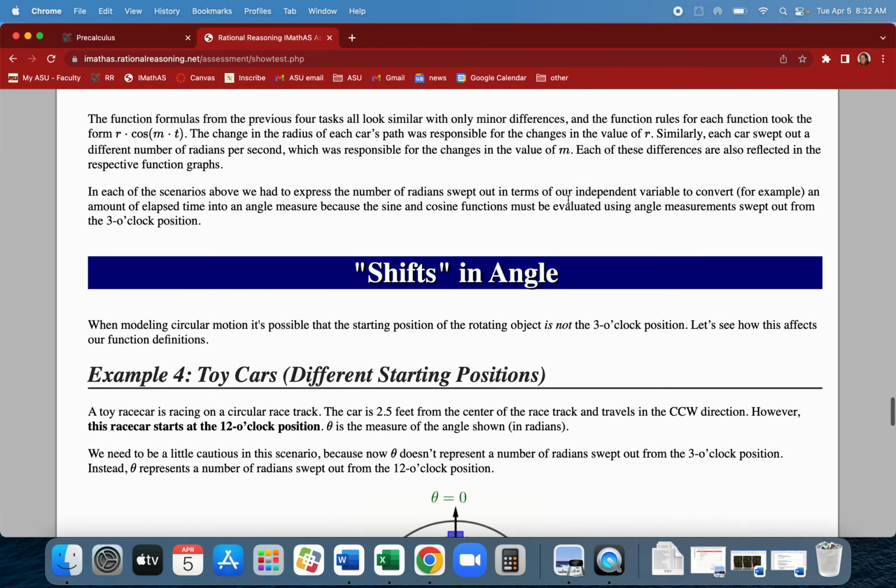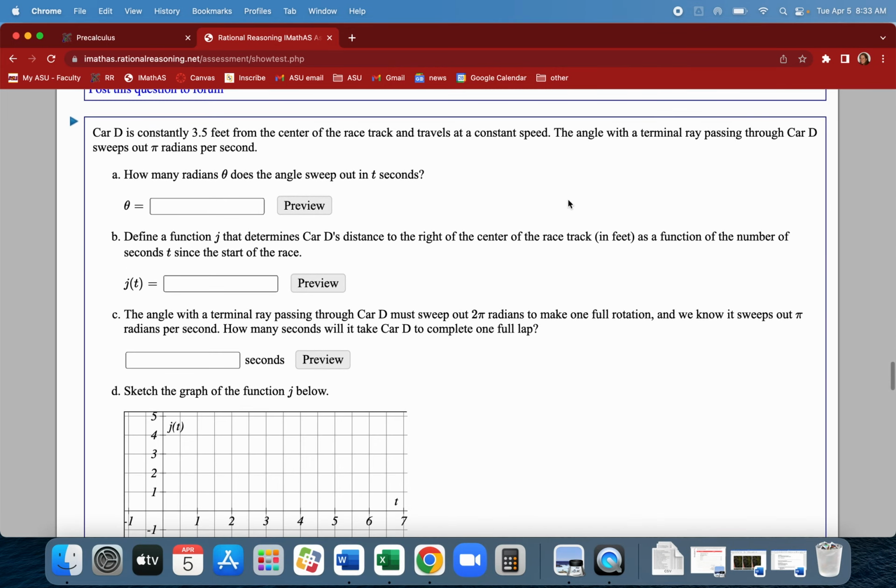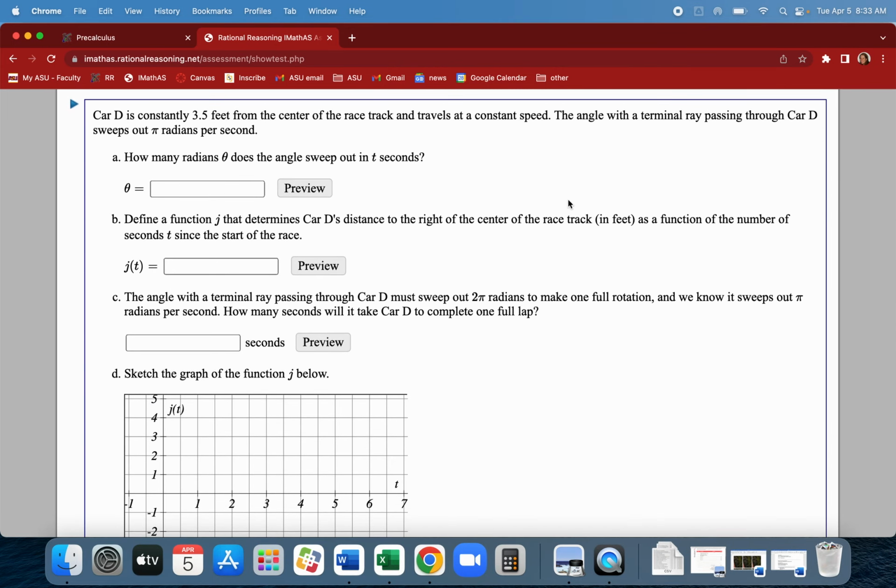Just going to scroll it for a second. So after we're finished with this one, I want to add on one more that has a more traditional sort of speed mentioned.